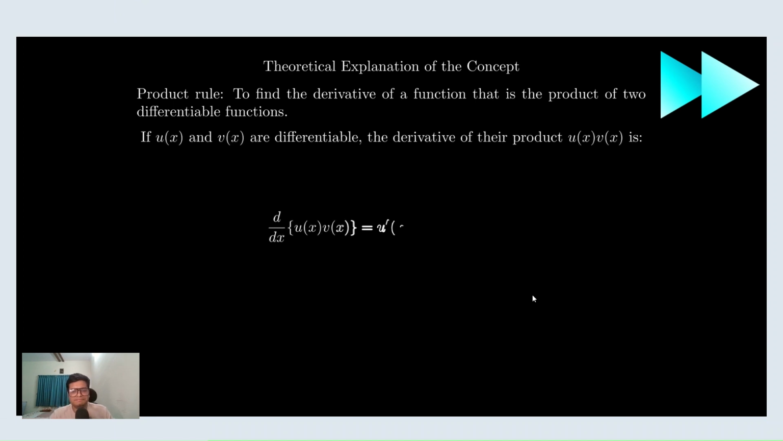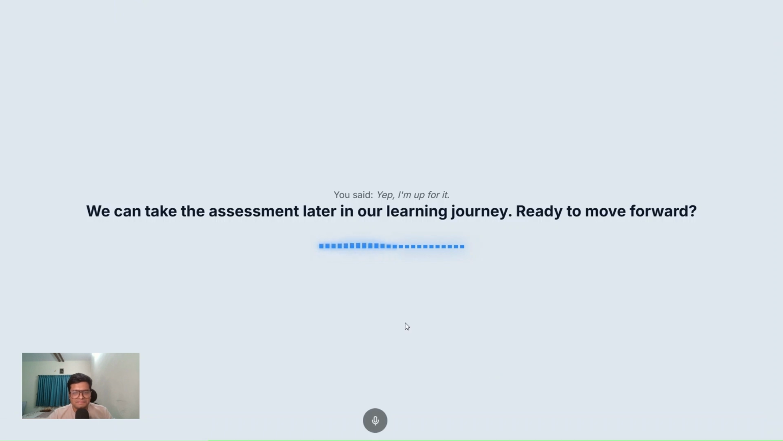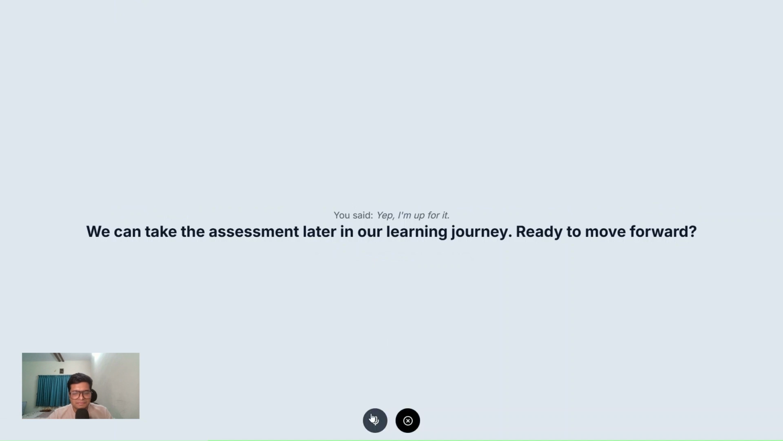The derivative of u(x) times v(x) equals the derivative of u(x) times v(x) plus u(x) times the derivative of v(x). But take a moment. We can take the assessment later in our learning journey. Ready to move forward? Yep, I'm ready to move forward.